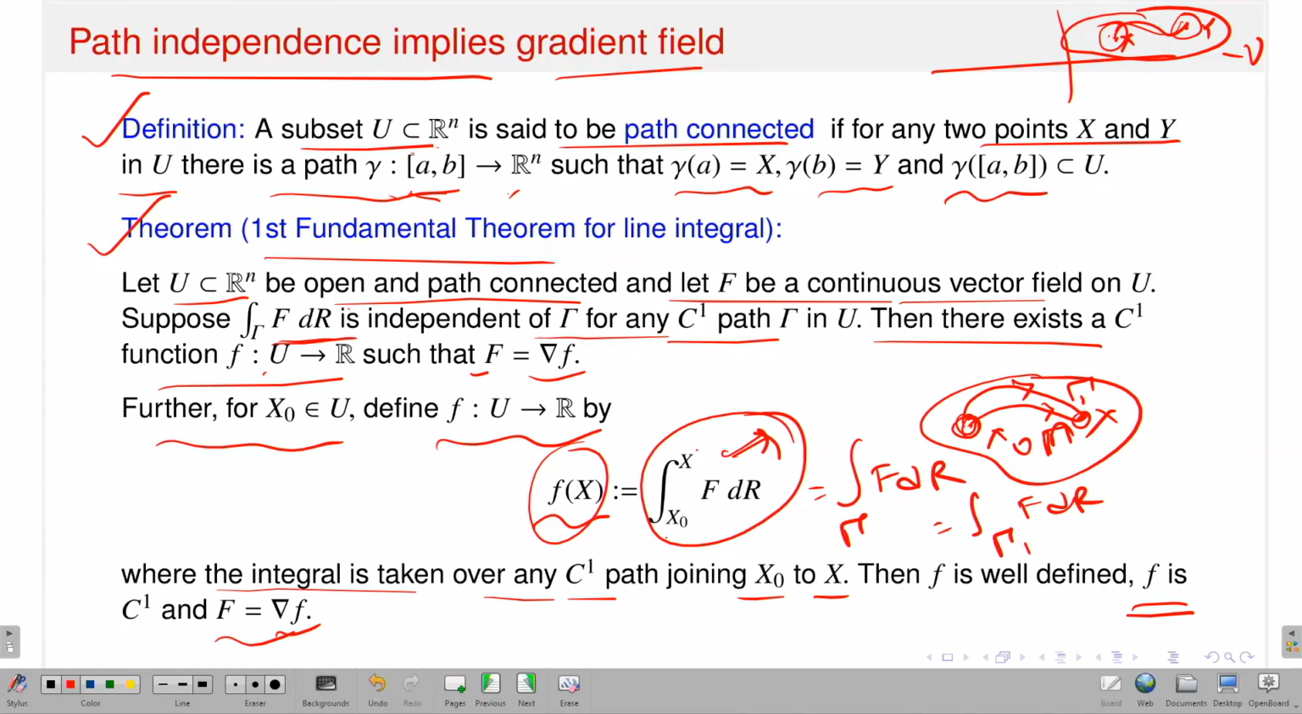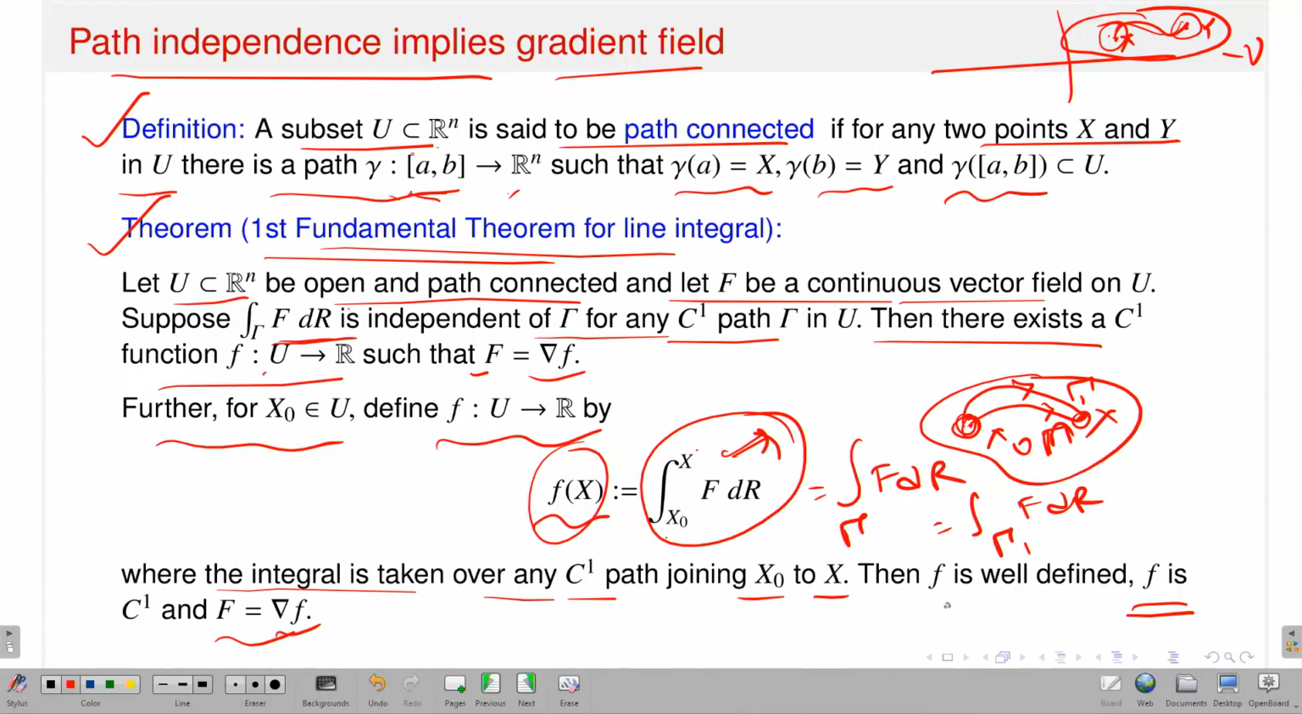So this is exactly the kind of fundamental theorem in the context of line integral or vector line integral. That means if I have a nice domain and a continuous vector field, and if I assume that the line integral is independent of your C1 path gamma, then there will be an existence of a scalar field such that if I take the gradient of the scalar field, it is exactly equal to capital F. That means your vector field becomes a gradient vector field.